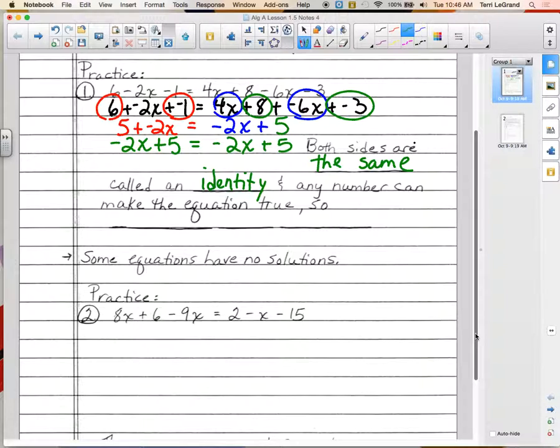Okay. Tell me what number you picked, Tori. 5. Okay. Negative 2 times 5 is negative 10. Negative 10 plus 5 is negative 5. Isn't that what's going to happen on the other side too? Yes.